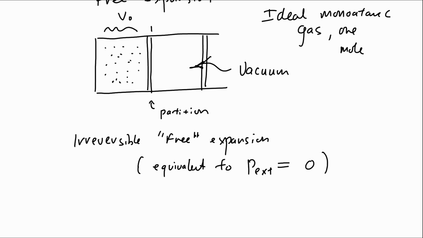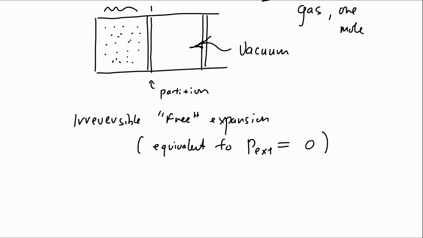But there's a vacuum on one side, and there's a gas with a pressure on the other side. And what pressure does the vacuum exert? Zero. So what'll happen to that partition? It'll just slide freely as the gas expands against an external pressure of zero.